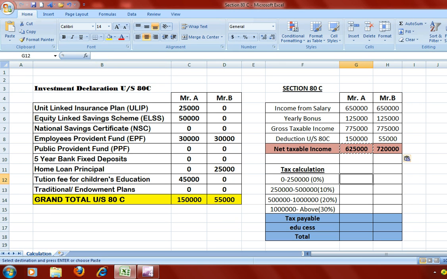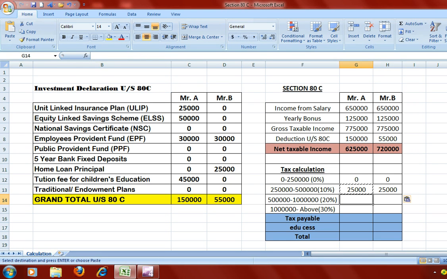Now we move to the calculation part. As per the prevailing income tax law, the initial 2.5 lakhs is completely exempt from income tax, whereas in the second slab the difference amount of rupees 5 lakhs to 2.5 lakhs should be taxed at 10%. This holds true even for Mr. B, since his taxable income is more than 5 lakhs.